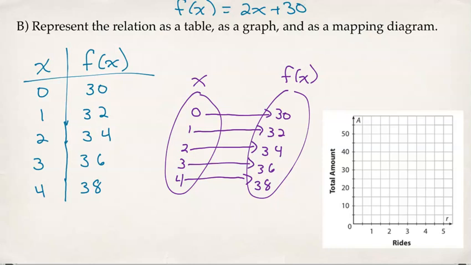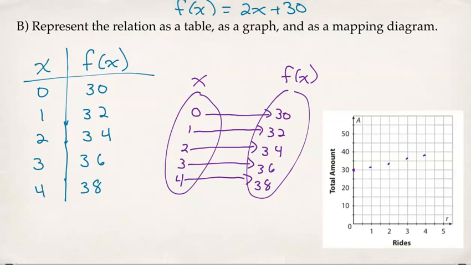And I can do that as a graph too. If I ride 0 rides, I'm spending $30. One ride, what are we counting by? This is kind of tight here for a little stylus, but that's $32. Pardon my estimating. 2 rides is $34. 3 rides is $36, and 4 rides is $38.